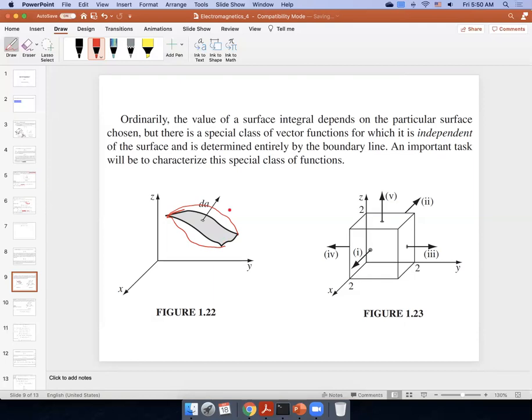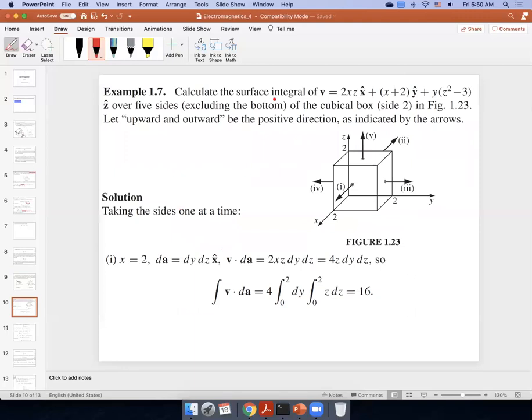But for some special cases, the surface integral only depends on the boundary line. The surface integral is determined by the boundary line. For such functions, we will have some special class to characterize them. Now let's see an example to better understand the surface integral.